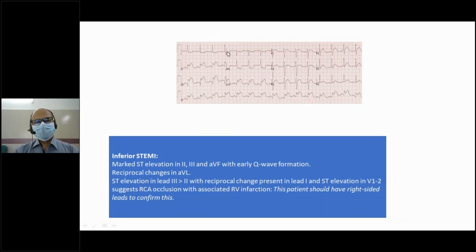Another example here. The patient has sinus tachycardia, ST segment elevation, pathological Q waves, as well as ST depression in lead 1 and aVL. So all things are within limits. In inferior MI, always look within the limb and augmented leads. So mark ST elevation in 2, 3, aVF with early Q waves, and reciprocal changes. ST elevation in 3 more than 2 goes in favor of RCA occlusion.